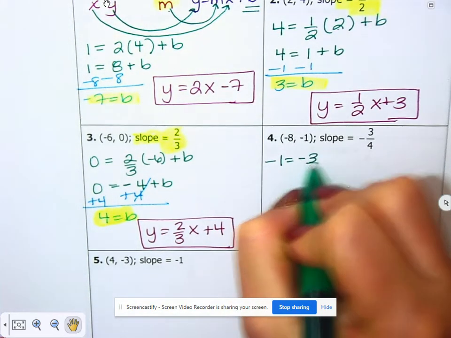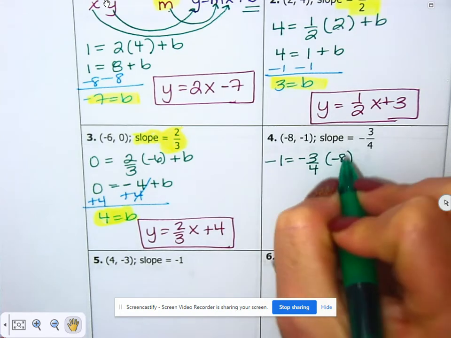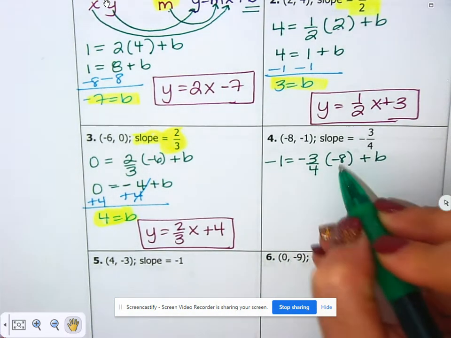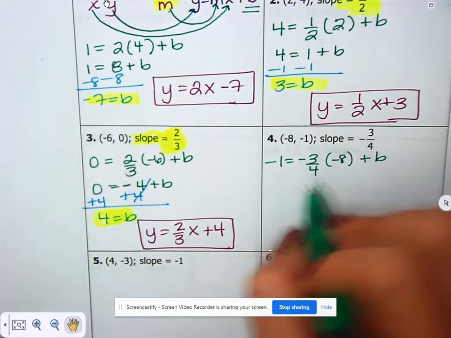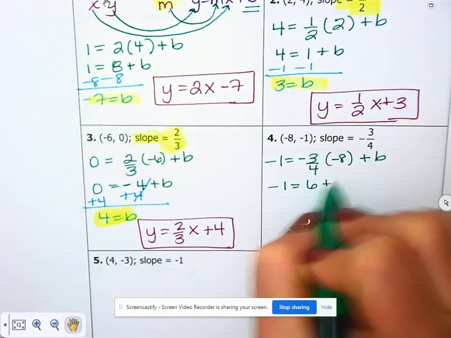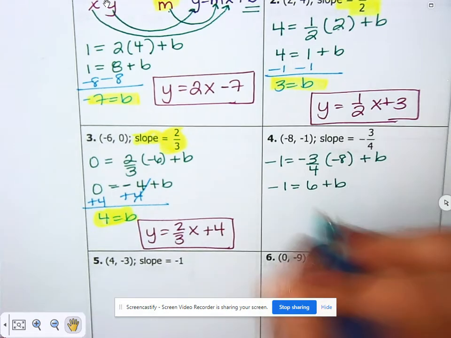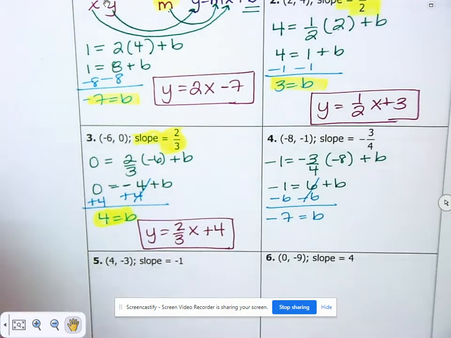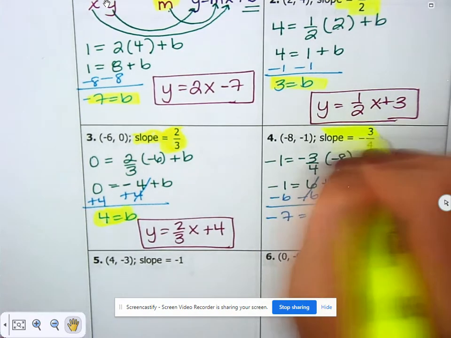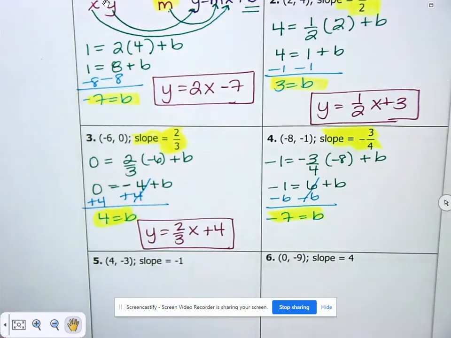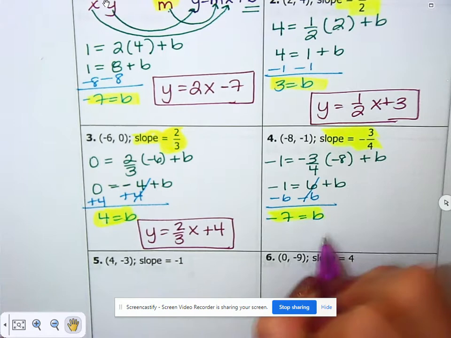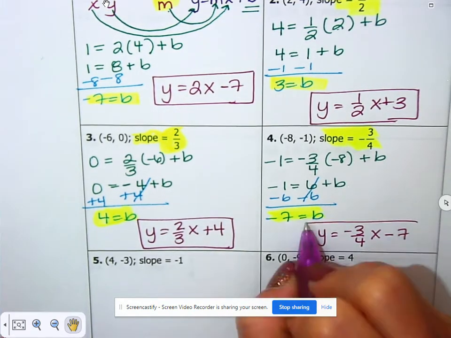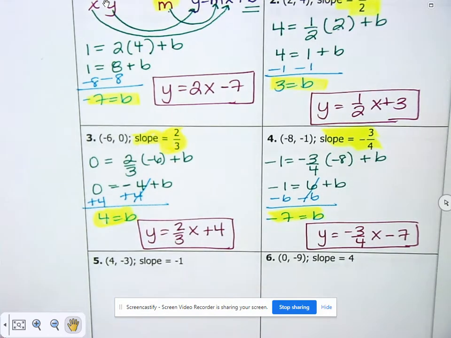All right. Y is -1, m is -3/4, x is -8 plus b. All right, so here we go. -3 times -8 is 24. 24 divided by 4 is 6. So then I'm going to move that 6. So that's -1 minus 6 more is -7, y'all. So I have a slope of -3/4 and a y-intercept of -7, which gives me the equation y equals -3/4 x minus 7.